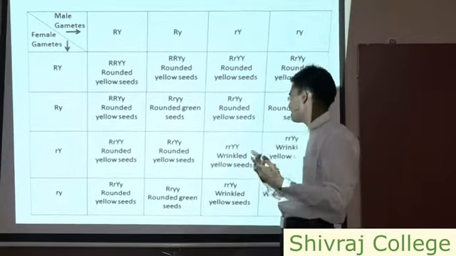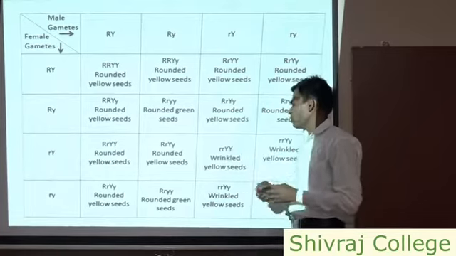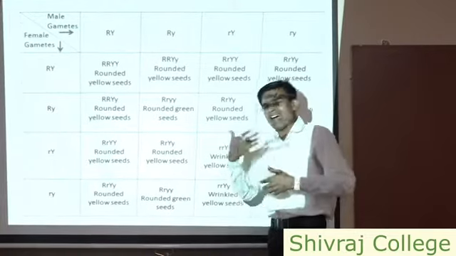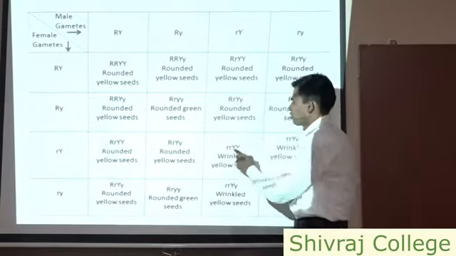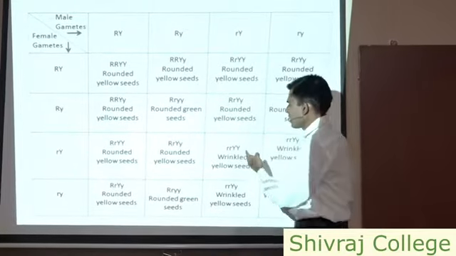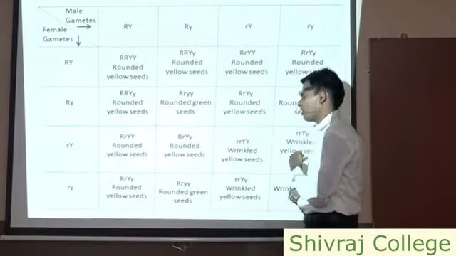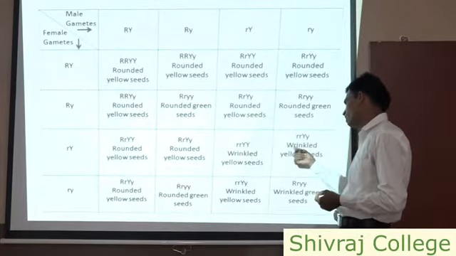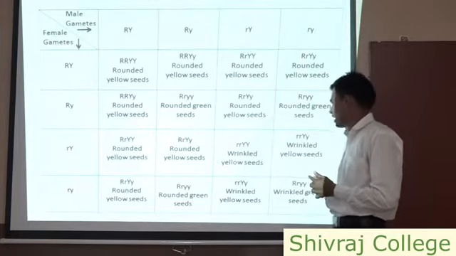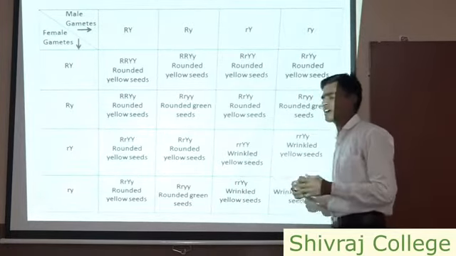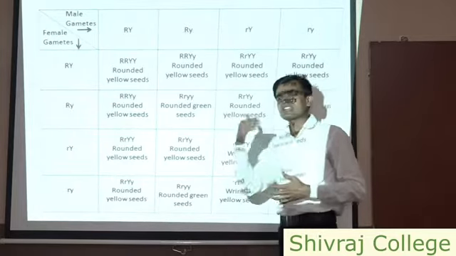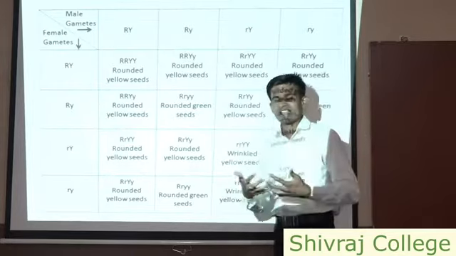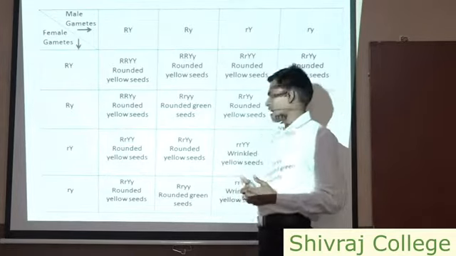Another recombination is wrinkle yellow. Wrinkle is a recessive character, and this recessive character assorts with yellow colored seeds. Small r stands for wrinkle, and capital Y or capital Y, small y, so they form the wrinkle yellow seeded plant. This wrinkle yellow seeded plant is the second recombination. So these are the two recombinations found in the second generation of the dihybrid cross.